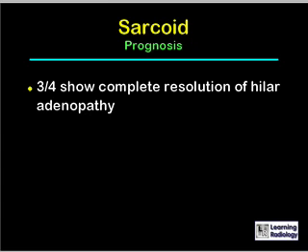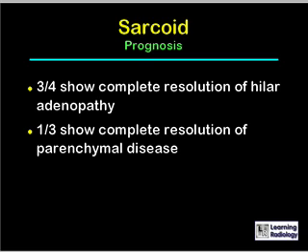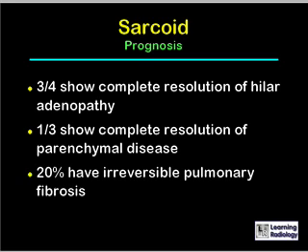Three-quarters of patients with sarcoid show complete resolution of their hilar adenopathy. One-third will show complete resolution of parenchymal lung disease. Only about 20% have some form of irreversible pulmonary fibrosis, and there is a small 5% mortality, frequently from cor pulmonale or pulmonary arterial hypertension.